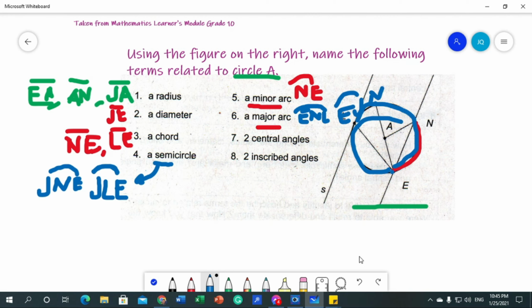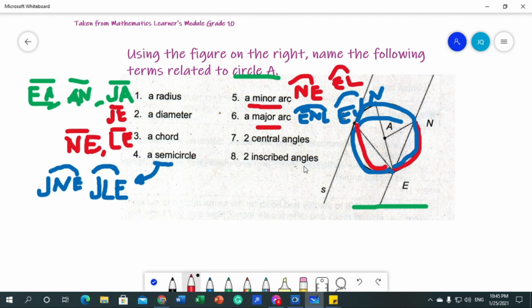How about another minor arc? Of course, that's from E to L. So arc EL or LE. Again, to name a minor arc, just use 2 letters, and to name a major arc, use 3 letters: start point, middle point, and then the end point. Do not interchange them, but you can do the reverse. LNE and ENL are just the same.